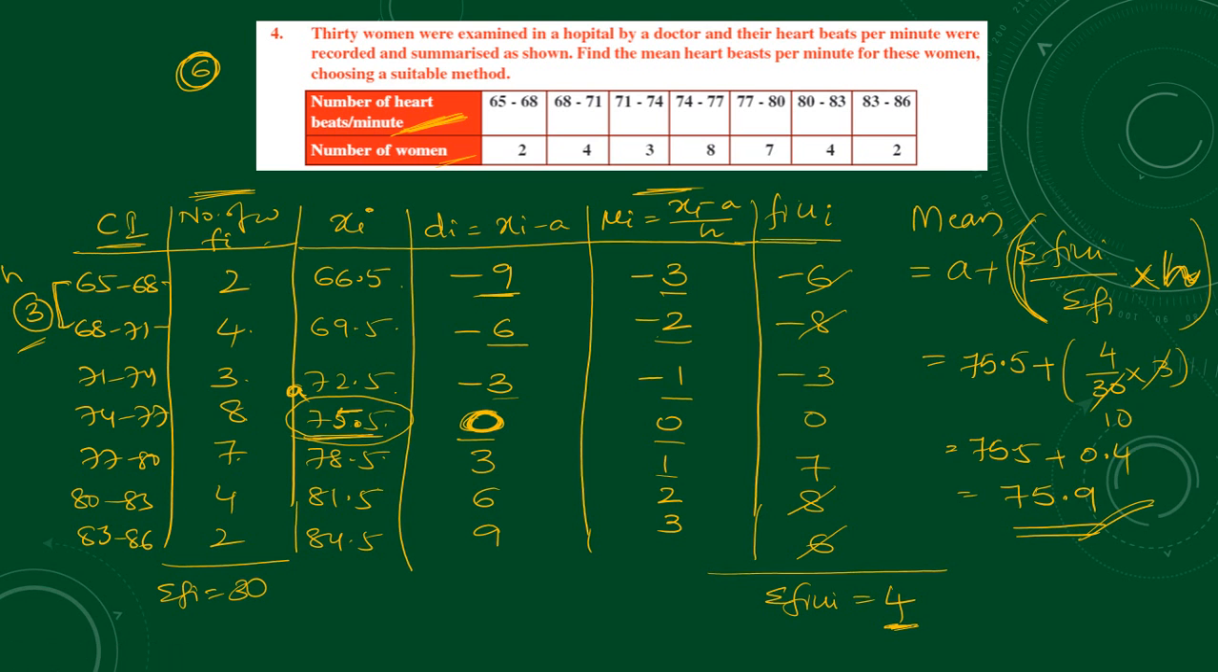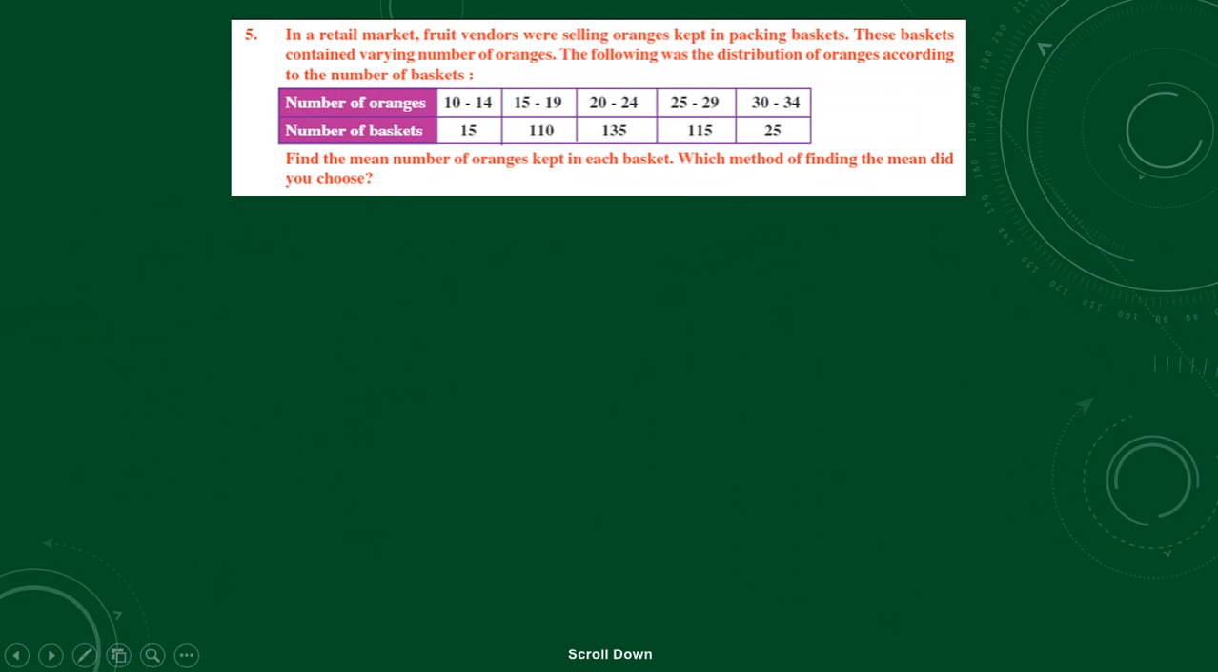Okay, now moving on to one more question. In a retail market, some baskets of oranges are given, and he is asking which method of finding the mean you chose. After simplifying this, he is asking which method you have chosen.